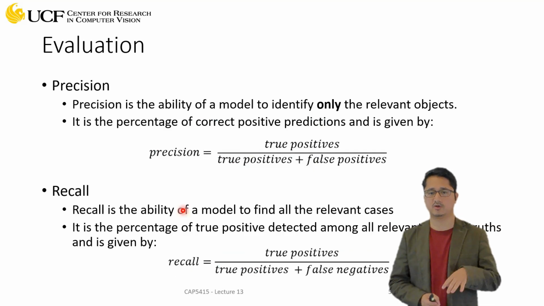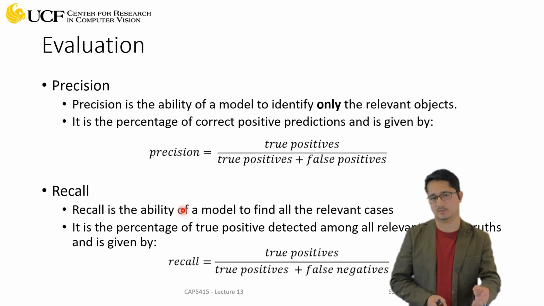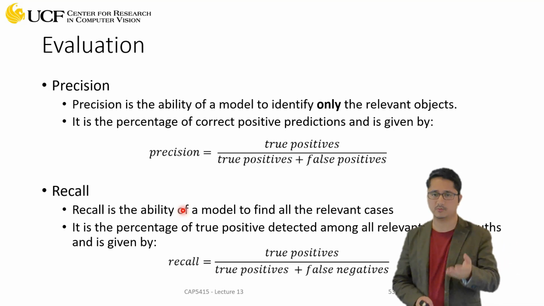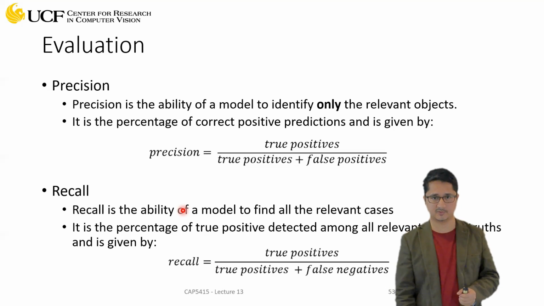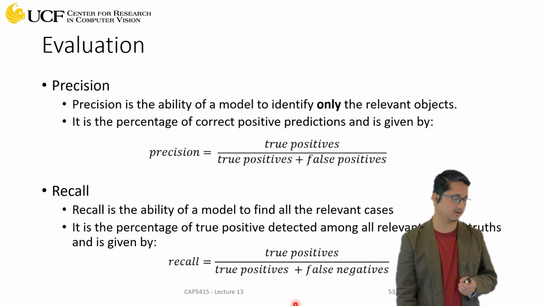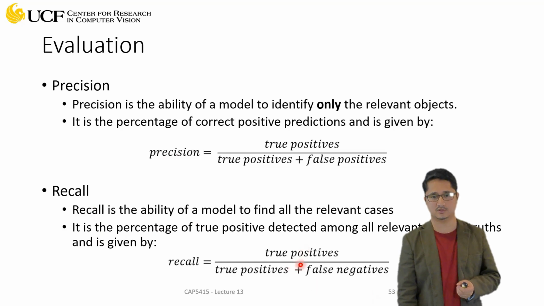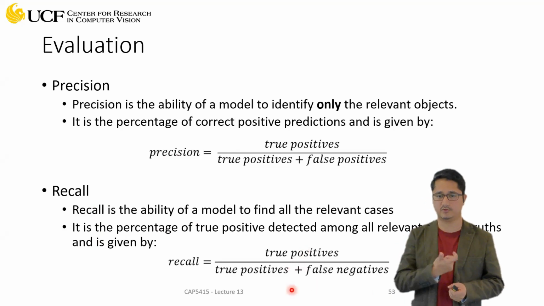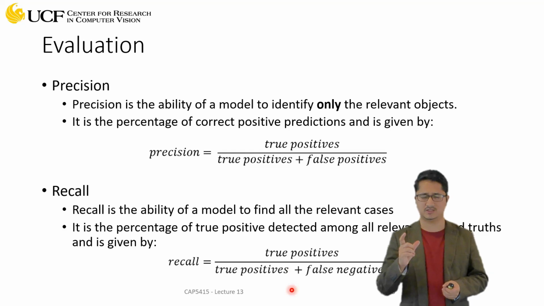Now, the precision and recall definitions remain the same. It's not going to change. It's just how you are computing your true positives and false positives. Precision is a ratio between your true positives and the sum of true positives and false positives. And recall is, again, true positives, but in the denominator, you have true positives and false negatives. And the concept remains the same.